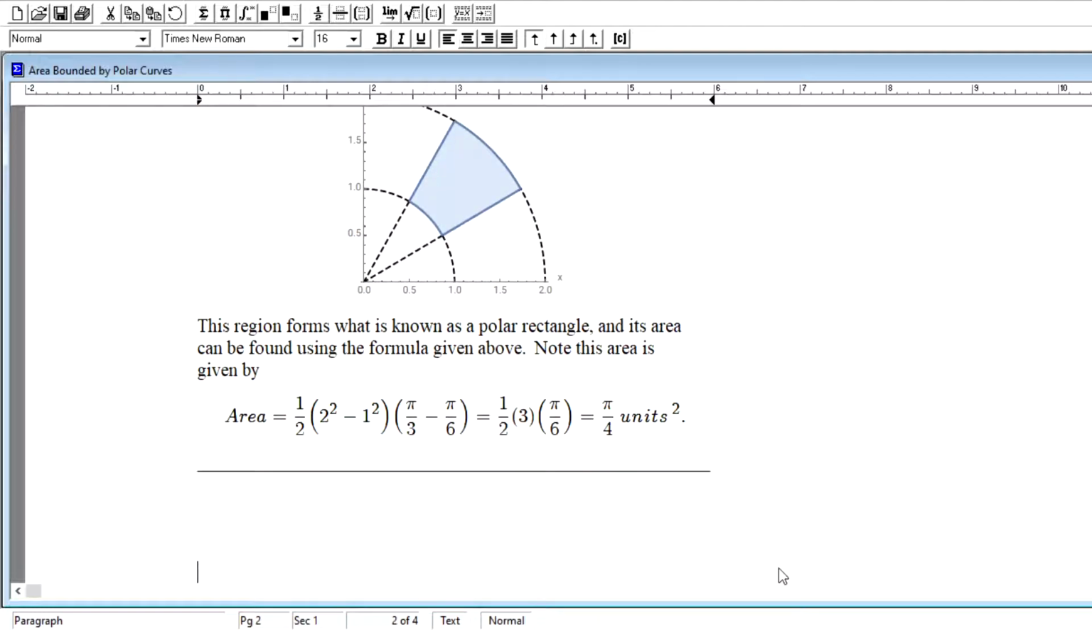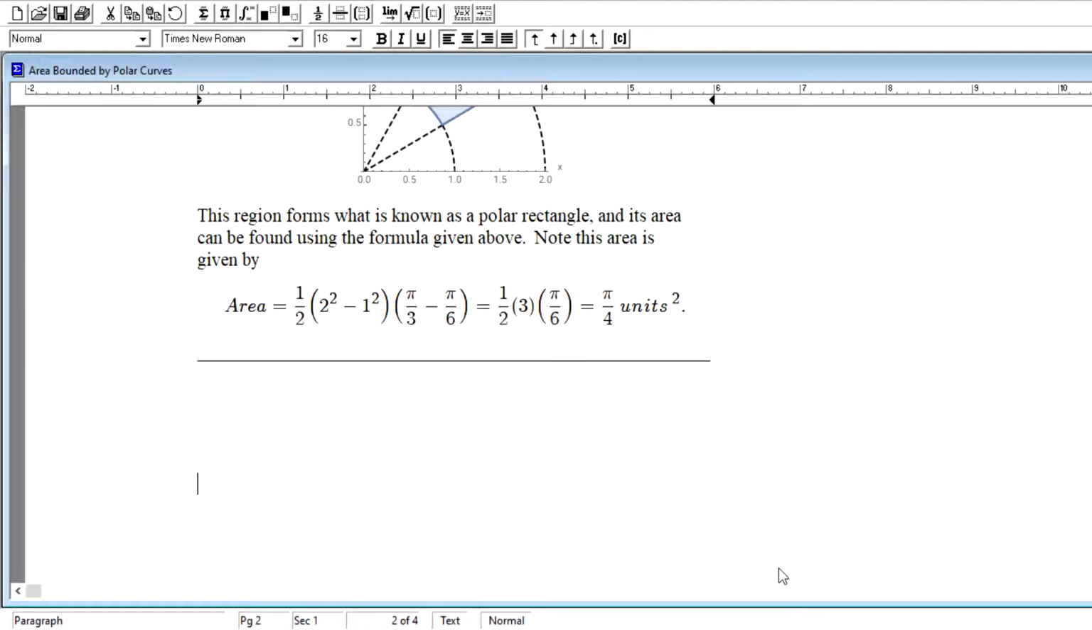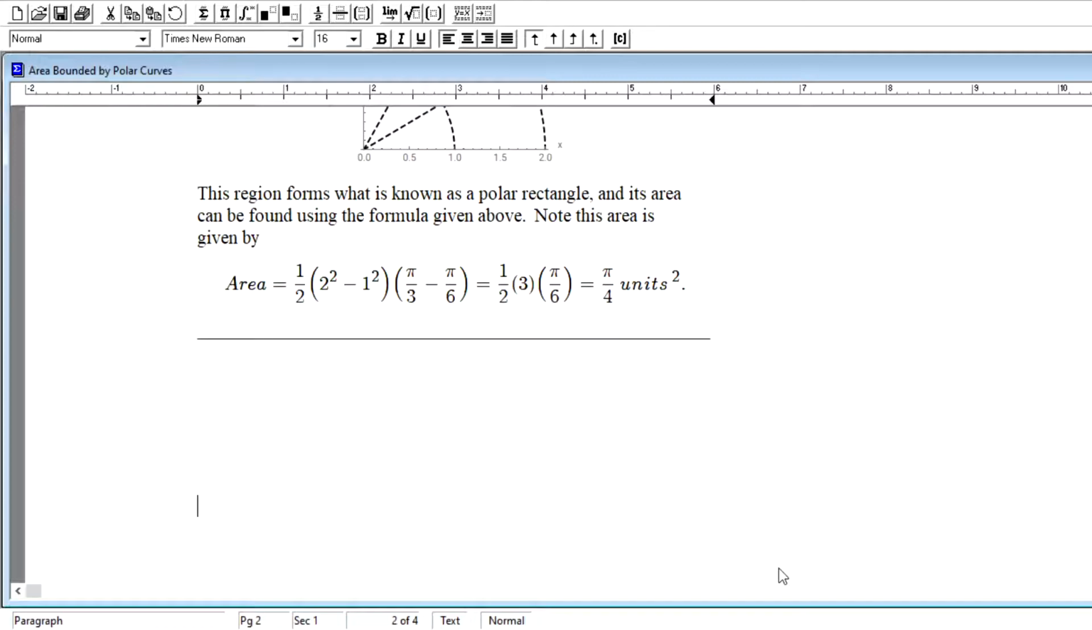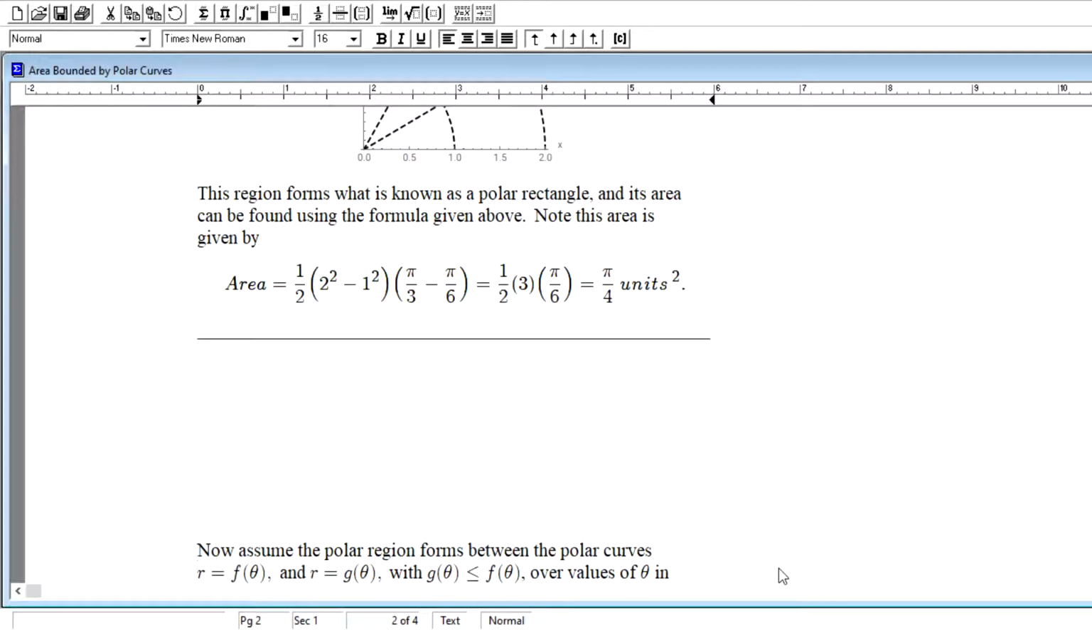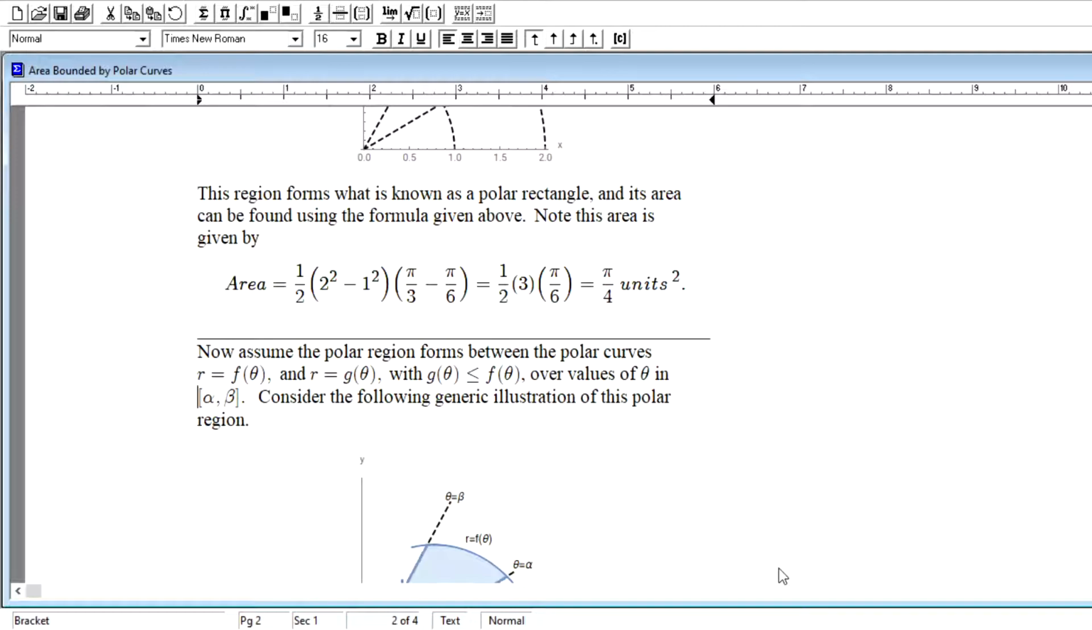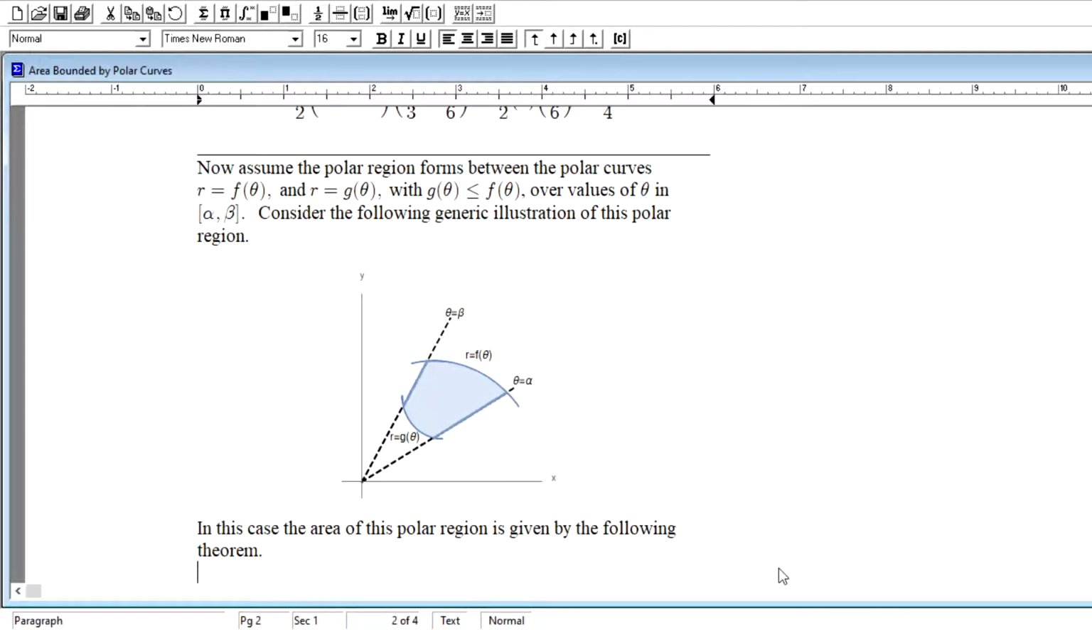Now, this is the area of polar rectangles, folks. As I said, these are a bit more of a fundamental calculation. Let's consider generalizing a little further.